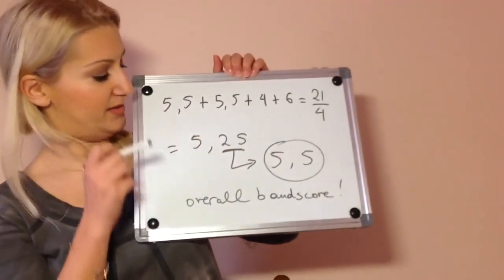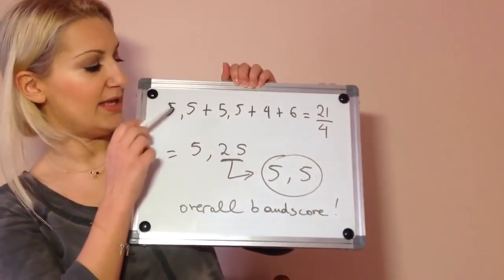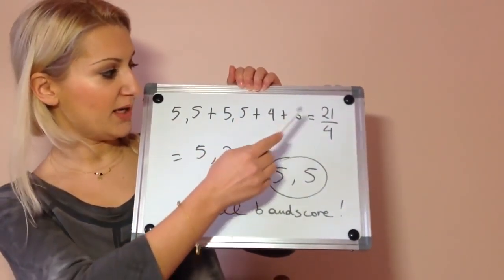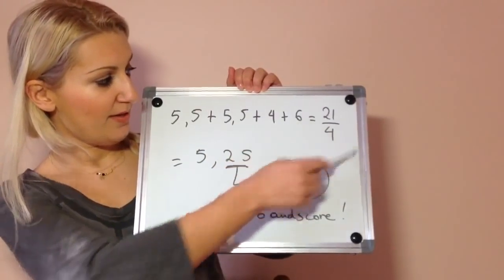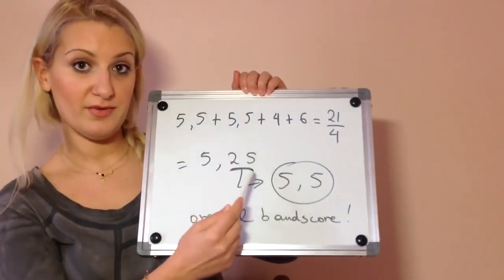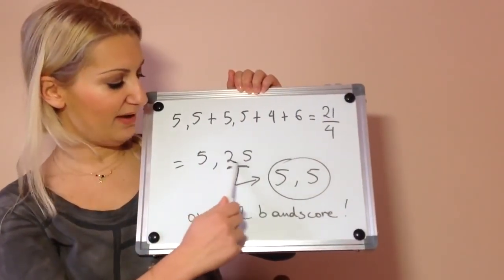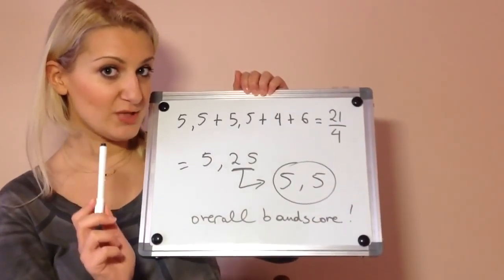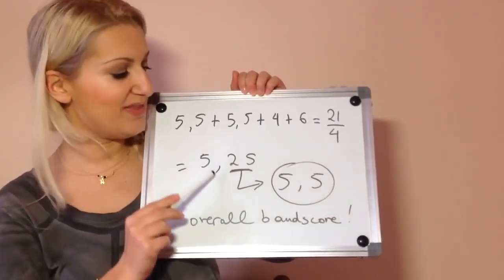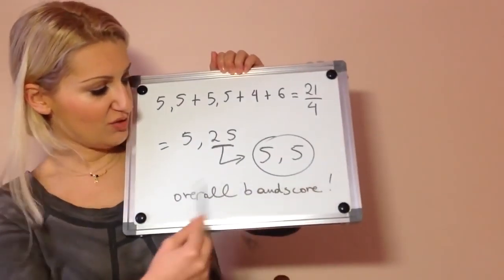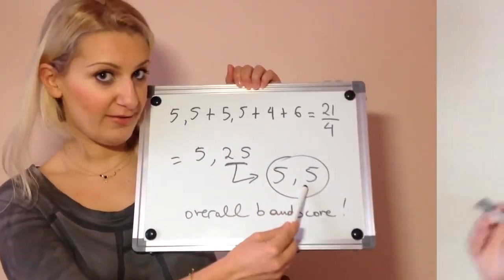Let's see another example. If you get a 5.5 in listening, a 5.5 in reading, a 4 in writing, a 6 in speaking, then the average is 5.25. When you see .25 instead of .75, you still round up, but not to the next band score, but to the next half. That is, your overall band score is 5.5.